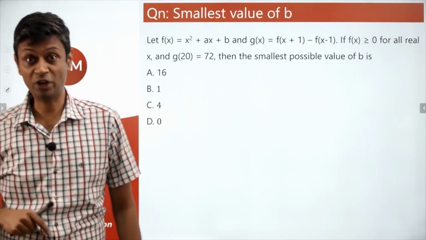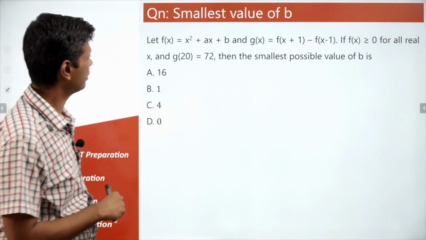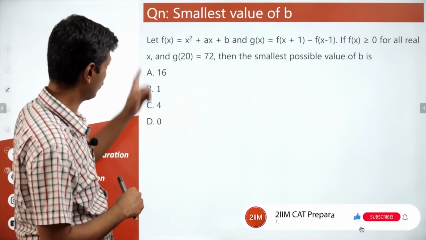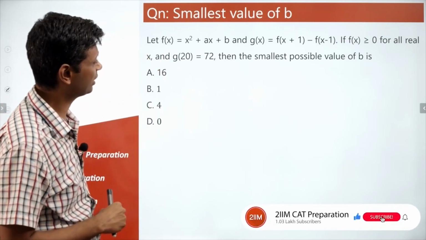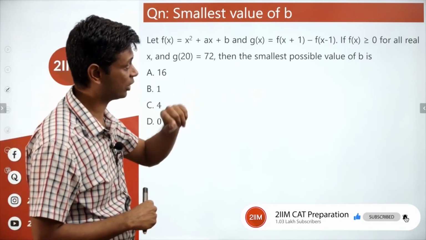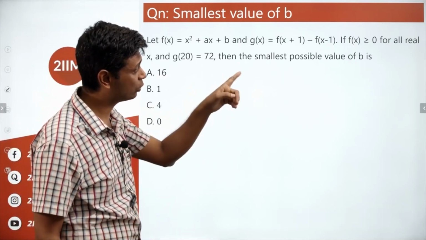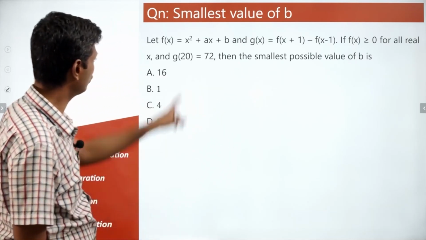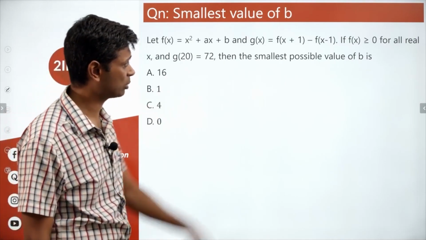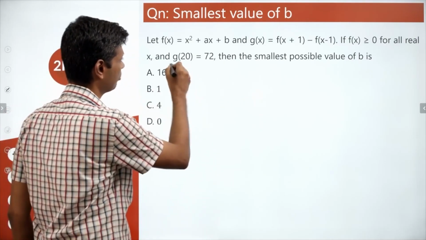Let's try this one question on functions. Let's look at this. f of x is x square plus ax plus b. g of x is f of x plus 1 minus f of x minus 1. f of x is greater than or equal to 0 for all real x, and g of 20 is 72, the smallest possible value of b. This is a brilliant starting point.